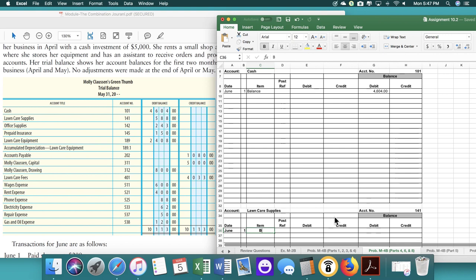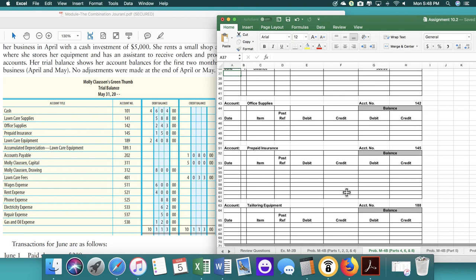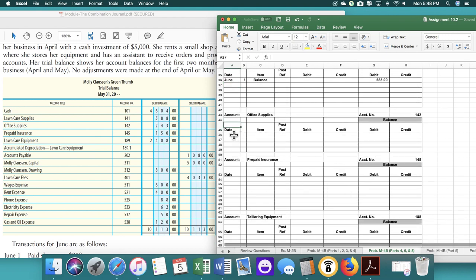June 1st, balance. Okay, office supplies, June 1st. So this is a very repetitive process when you begin journal entries. Prepaid insurance. If you notice, most of the account names are the same. Account numbers are the same. That is common with most businesses, so they use similar account numbers.